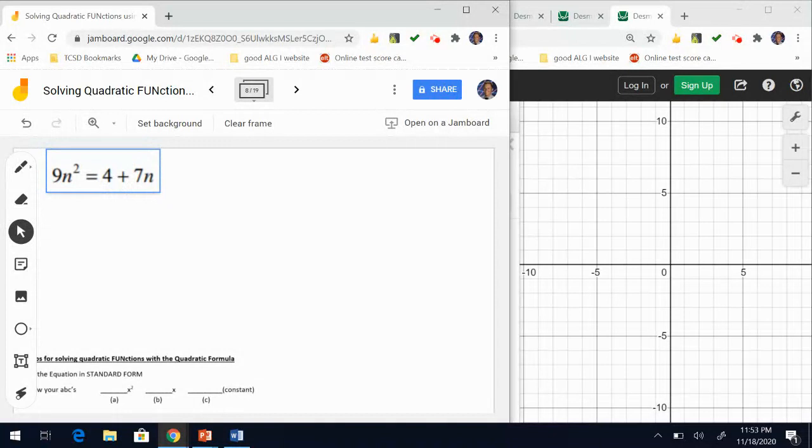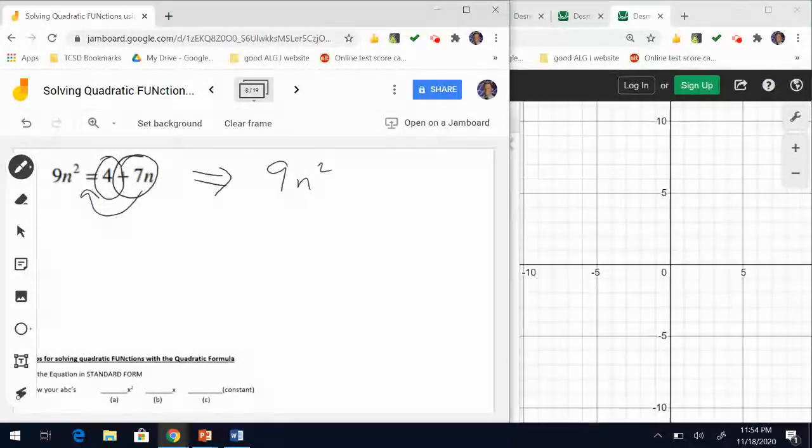First step is standard form, so let's standard form this puppy. Again, I like to keep my quadratic term positive, so I'm going to move everything else to that side, which is this positive 4 and this positive 7n. Which one do you want to move first? The linear term, because we're going to put it in order. So what's the opposite of positive 7n? Negative 7n. What's the opposite of positive 4? Negative 4. And now we set it equal to 0 because we moved these two terms from the right to the left.